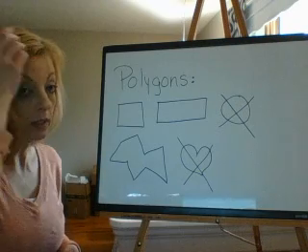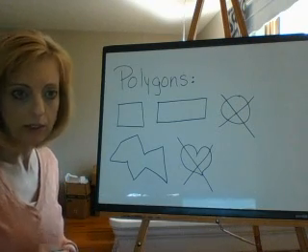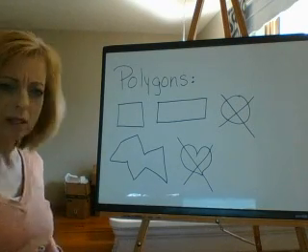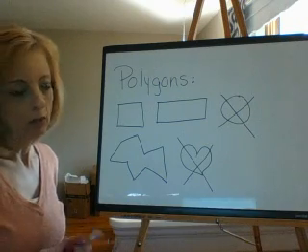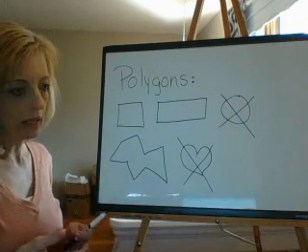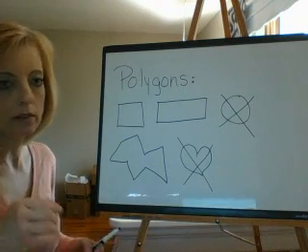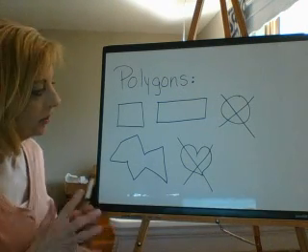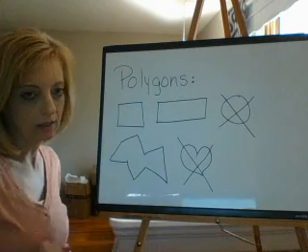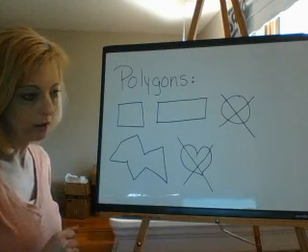If you want to put that in your math journal, go ahead and write that down, but that's a pretty simple one. So you have quadrilaterals, triangles, all the different shapes, hexagons, pentagons, octagons, all of those are polygons because they're made with straight lines.